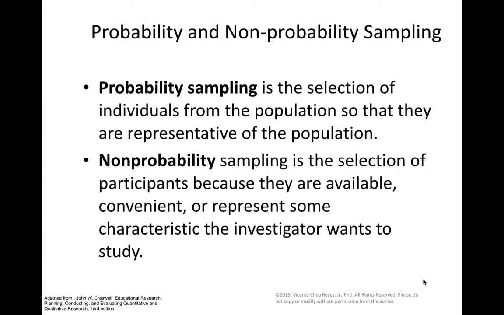So if you have a non-probability sample, it's safe to say that the members of that sample did not have an equal chance of being selected, and the others who were not selected did not have an equal chance of being selected for this particular sample. Right? So that is the difference. For probability sampling, each member of the population has an equal chance of being selected, whereas for non-probability sampling, not everyone has an equal chance of being selected.